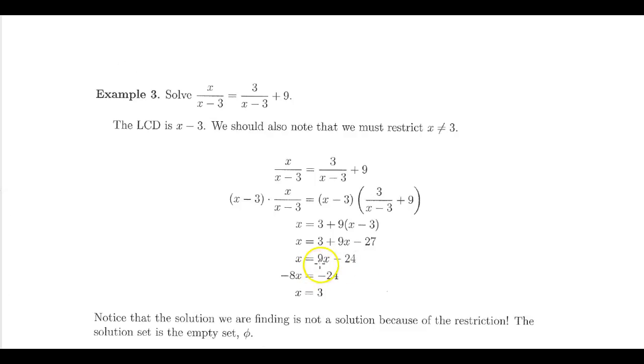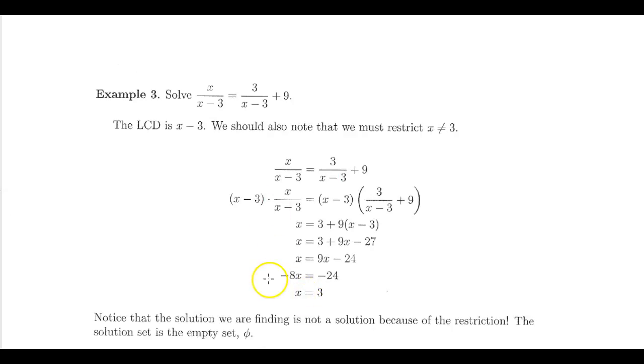So we can subtract 9x from both sides. X minus 9x is minus 8x, and we have negative 24 on the right-hand side. We can divide both sides by negative 8, and x is equal to 3. So here we talked about how we're getting a solution that is not really admissible, because that makes the denominator of these two fractions 0. So we can't divide by 0. So in the end, we say that a solution does not exist because of that restriction. X cannot be 3.